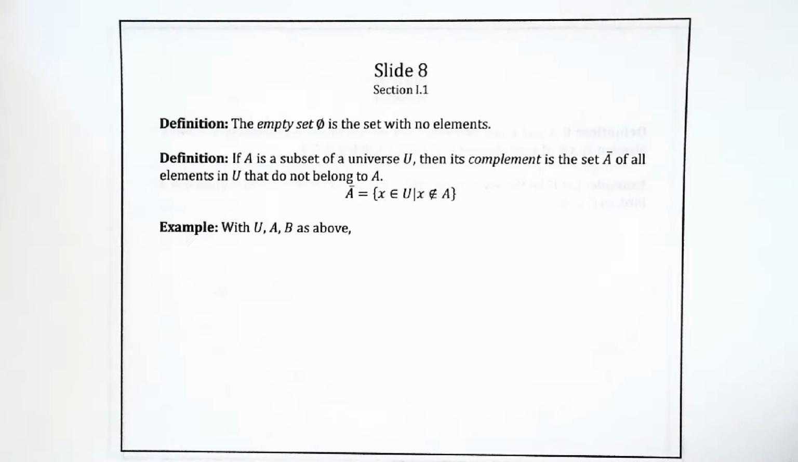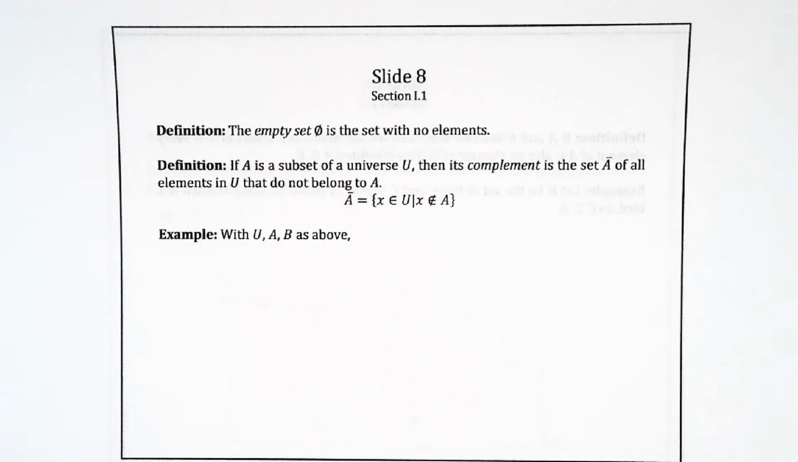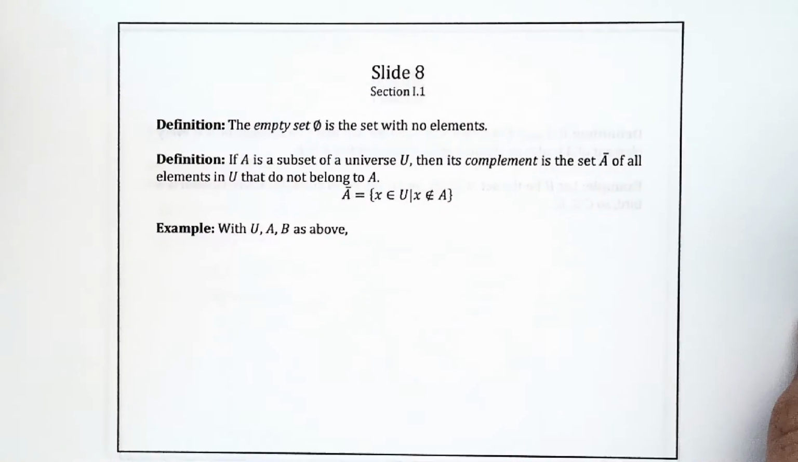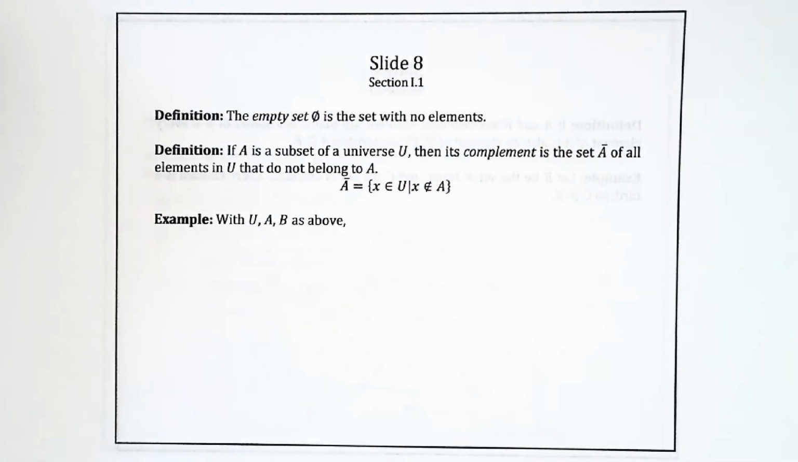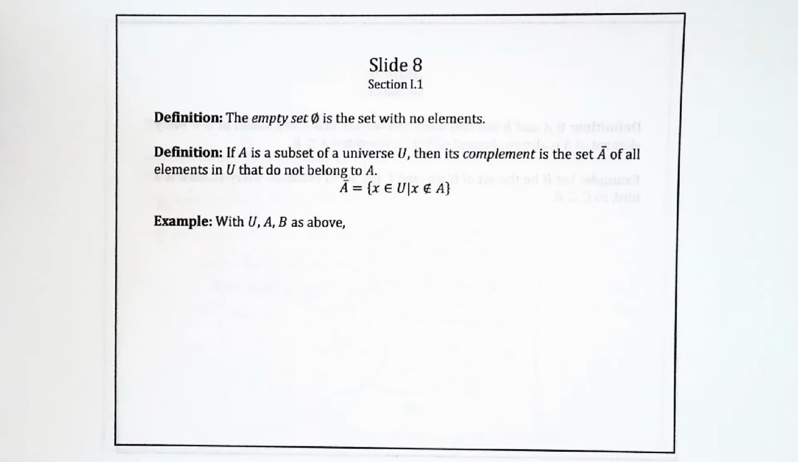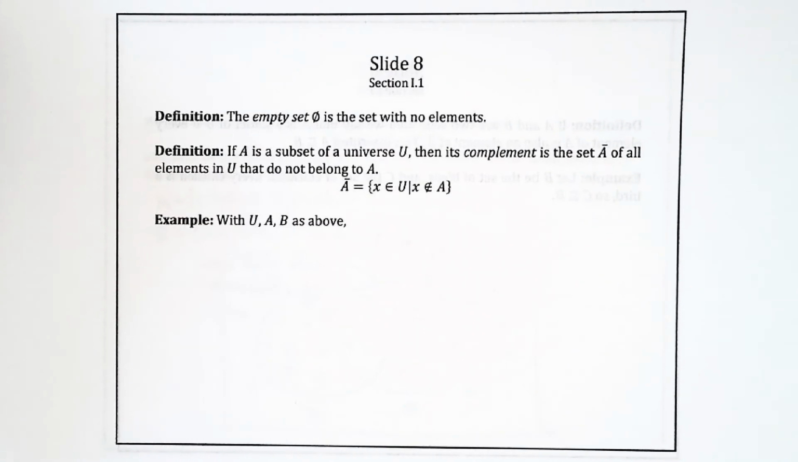Okay, so we begin to talk about our set operations. Before we do that, let's talk about the empty set. The empty set is the set that has no elements at all. And it might seem kind of ridiculous to define a set that just has nothing in it. We'll see that it's very useful. It's useful for a lot of reasons.